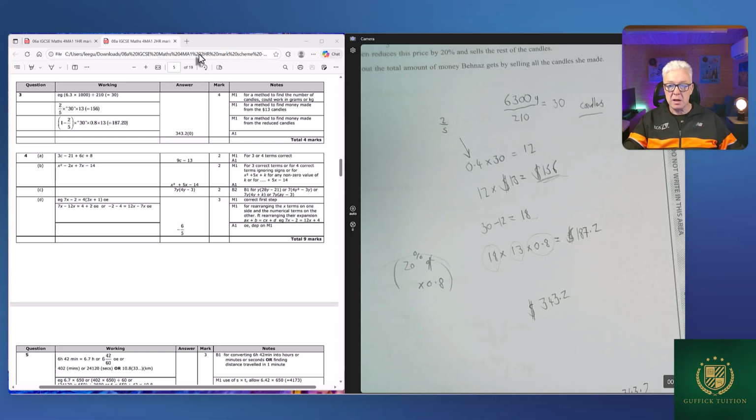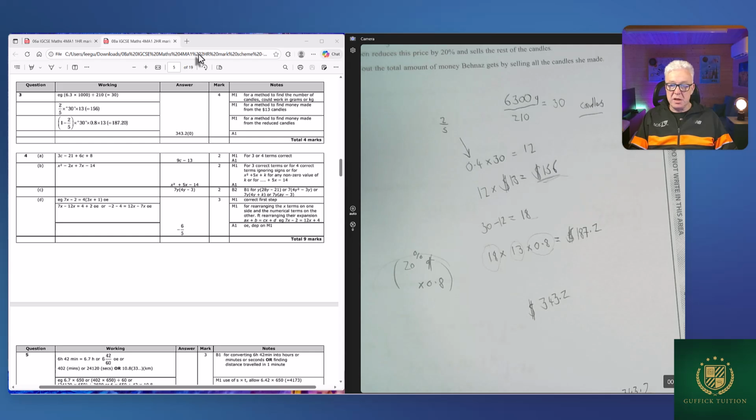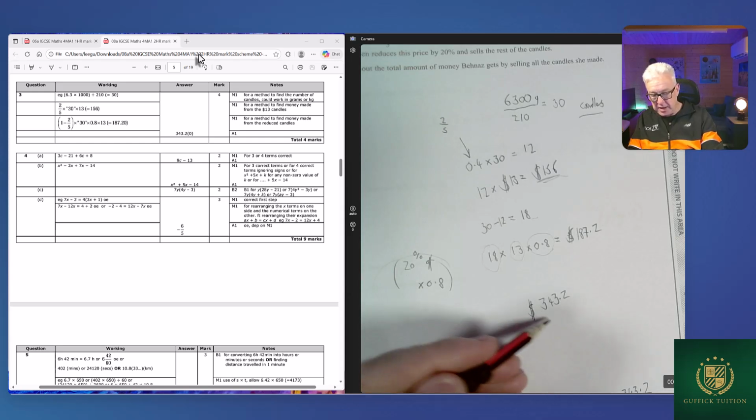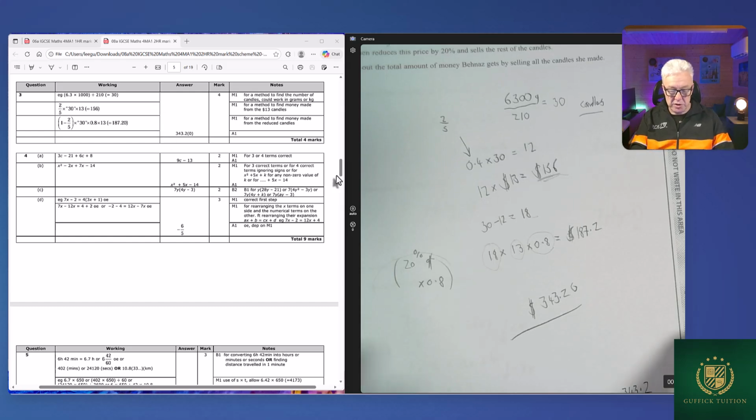Okay. Now, we add those two amounts together to get the total amount. And the total amount is $343.20. So that is our answer there. Okay, perfect. Right, let's look at the next question.